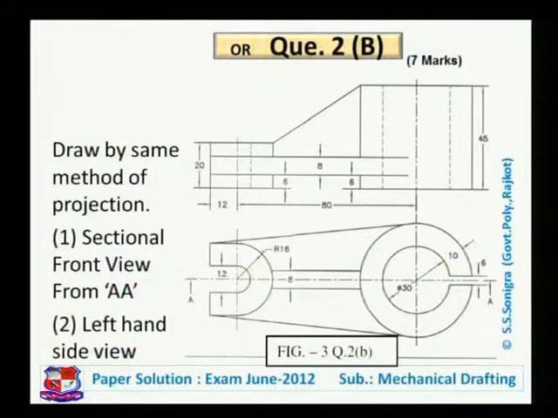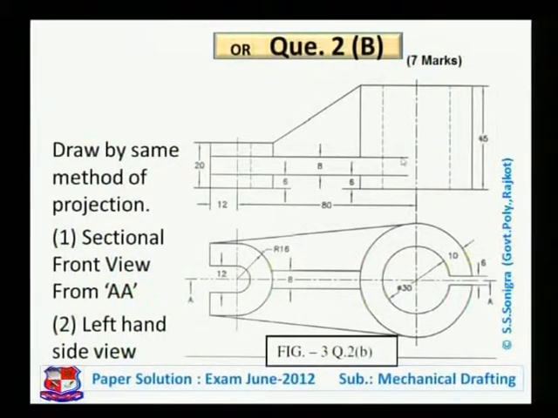Again here we have to imagine the size of the object or its appearance. How would it appear? You can see here, this is the object, the front view is given to us, this is the top view, and the sectional front view is asked. So here the first angle projection method is employed. This is AA, and sectional front view means we have to cut this portion from here to here, and here we have to draw the sectional front view.